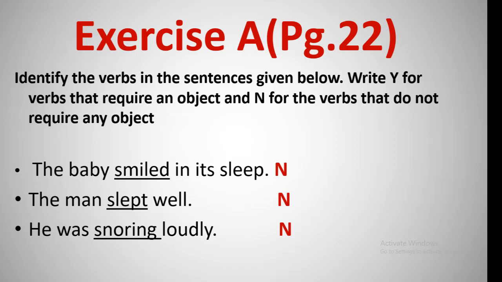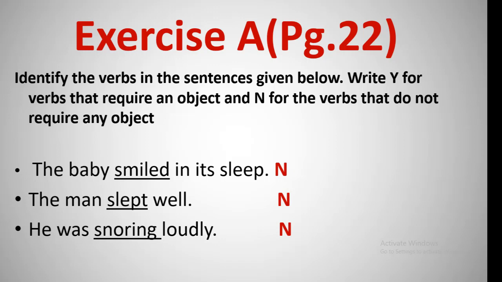If it is requiring an object, you have to write Y, and if it is not requiring any object, you have to write N. So, the baby smiled in its sleep. Here, the verb smiled is an intransitive verb. Why? Because if we cover the rest of the sentence and say "the baby smiled," the sentence itself is complete. It is not requiring any further object, so we will write N.